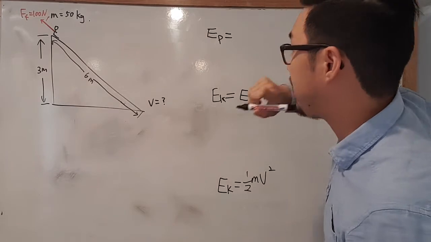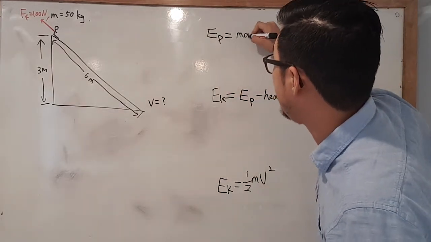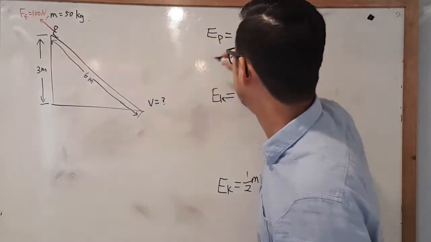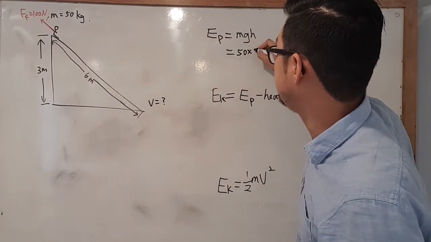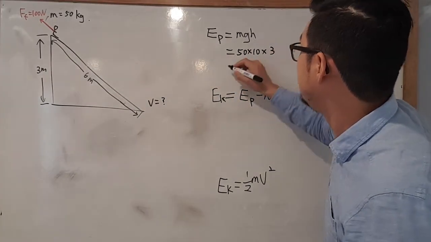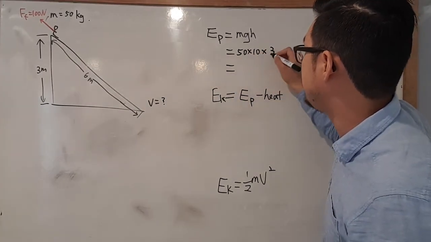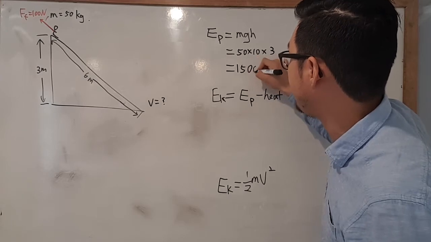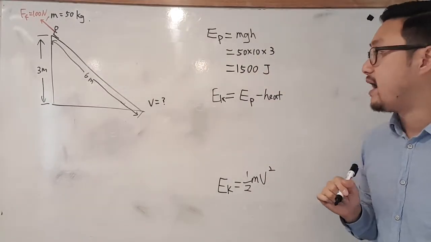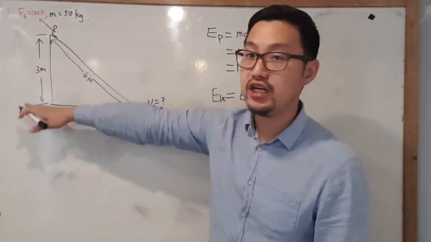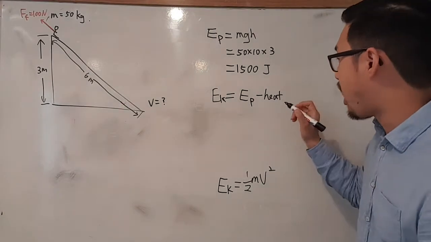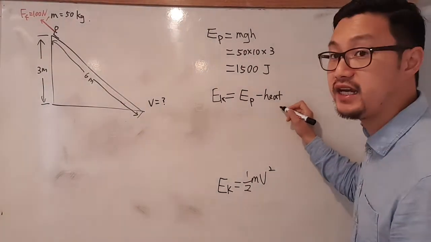So gravitational potential energy is going to be mgh. So let's have a look over here. mg, which is 50 times 10, and then times the height, which is 3 over there. So that gave me 500 times that, 1,500 joule. That is the amount of gravitational potential energy we have over here due to the height. Okay, all right, and then the next part is we're going to find out how much heat there is.